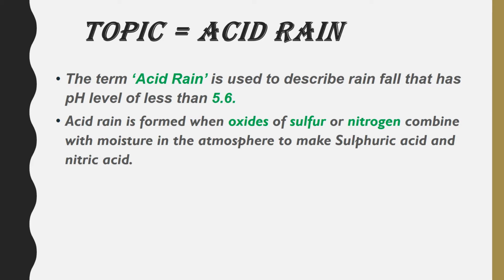Acid rain is also formed when oxides of sulfur or nitrogen combine with the moisture in the atmosphere. When two types of oxides, sulfur oxides and nitrogen oxides, combine with the moisture in the atmosphere, they make sulfuric acid and nitric acid. When rain falls, this sulfuric and nitric acid combine with rainwater, H2O, and make it acidic, so we call it acid rain.